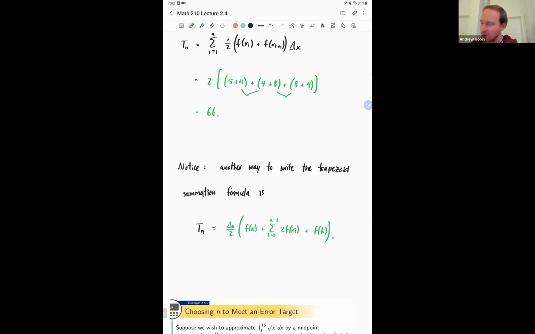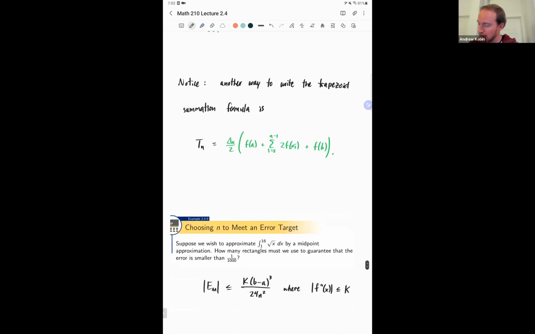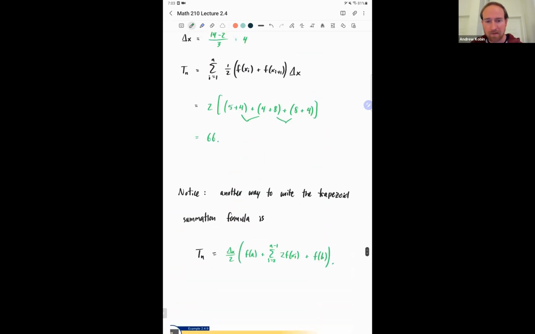You can rewrite this in a couple other ways. If you distribute the delta x over 2, some things change, but this is a nice way to think about it. Okay, so we'll get to error bounds in a moment. Let's go back and look at the slides.